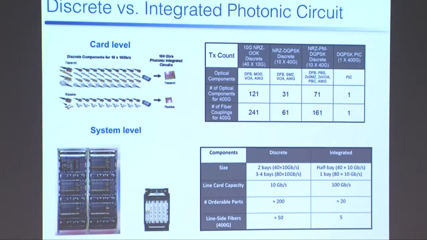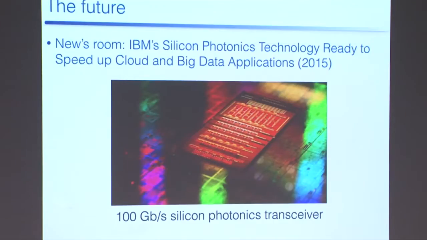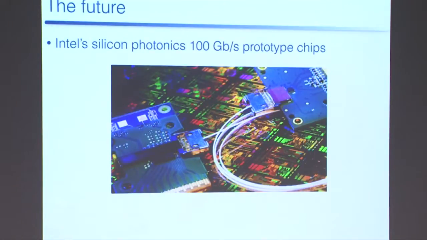All right. Just at the end of last year, IBM released their 100 gigabit silicon photonic transceiver. I don't know whether this is much used commercially, really, but I think it shows that the industry is also very interested in this, similar to Intel, also in 2015. This is something that has a lot of promise.